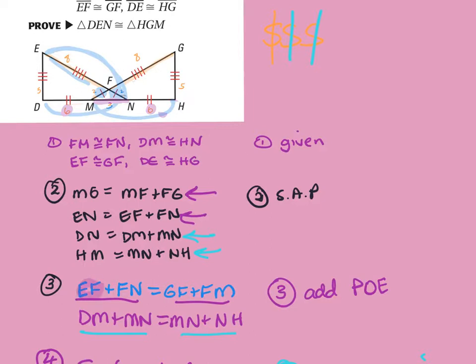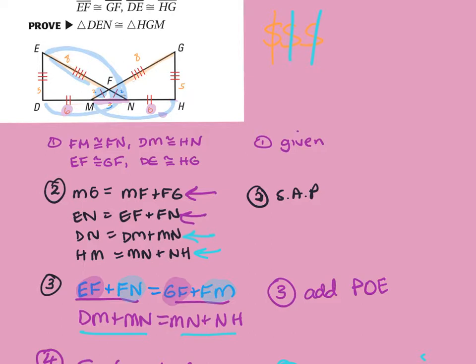No, so this is because EF was equal to GF, right? In my initial drawing, those 2 are equal. Those are my 4 tick marks, right? And then I took and I added FN and FM, which are my single tick marks, to both sides. Because those are congruent, I can do that. I can say that if those are the same lengths, I can add them to both sides of that equal sign. You can also do FM too, right? FM. Say again.